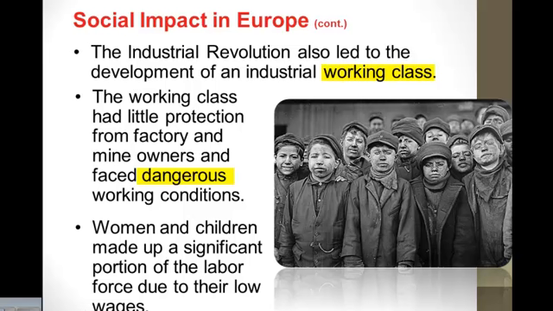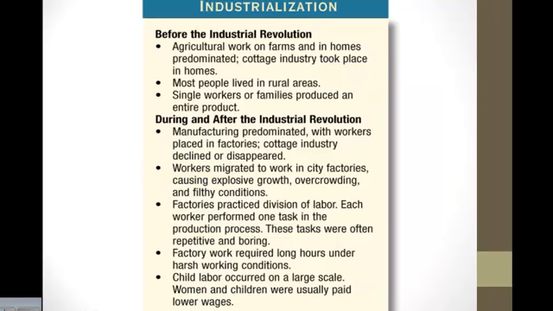Women and children also made up a significant portion of the labor force, primarily because they were cheaper to hire. They too faced dangerous working conditions in the factories, a lot of times working 14-hour shifts with little or no breaks and stifling heat. So let's briefly review some of the social changes that occurred as a result of the Industrial Revolution.